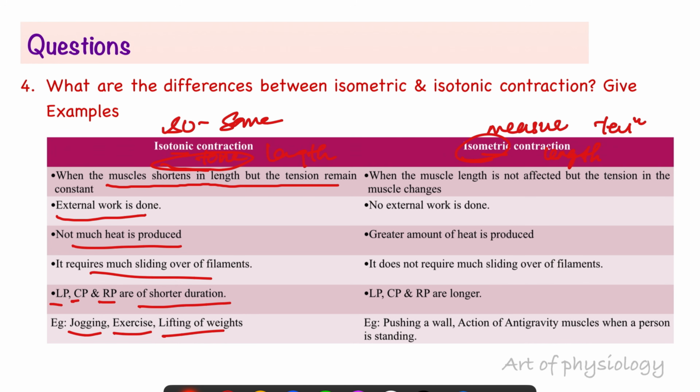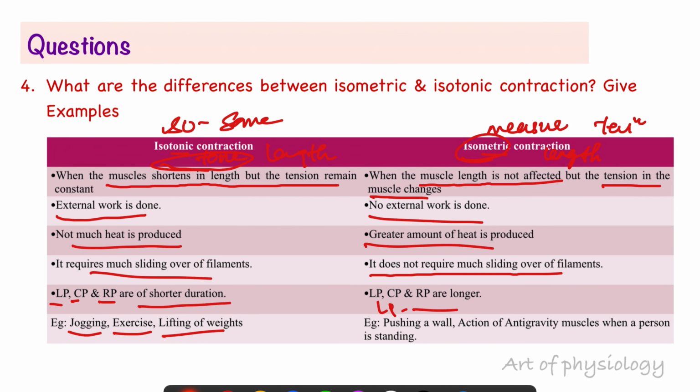Coming to isometric contraction, this is a contraction where muscle length is not affected, it is constant, but tension in the muscle is changing. No external work is actually done here. A greater amount of heat is produced because of that. It does not require much sliding over of the filament. The contraction period, latent period and relaxation period will be longer. Examples are pushing a wall, and the action of anti-gravity muscles when a person is standing. These are the examples for isometric contraction.